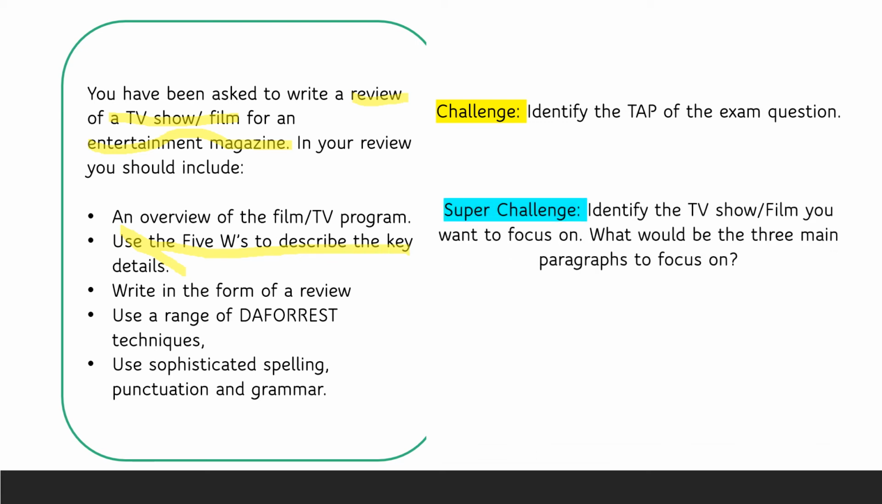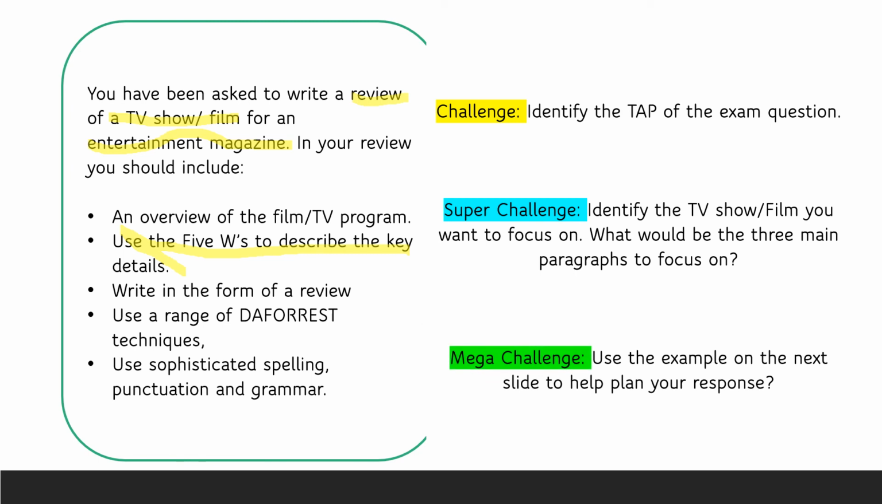The next one, super challenge. Identify the TV show or film you want to focus on, and then what would your 3 main paragraphs be that you want to focus on. So it doesn't matter what topic you get or what actual form of writing, the main thing you need to think about is, can you do an intro, a conclusion, and 3 strong paragraphs? And that's just going to help to create the proper kind of feel and the adequate amount of writing that you need for this assessment.